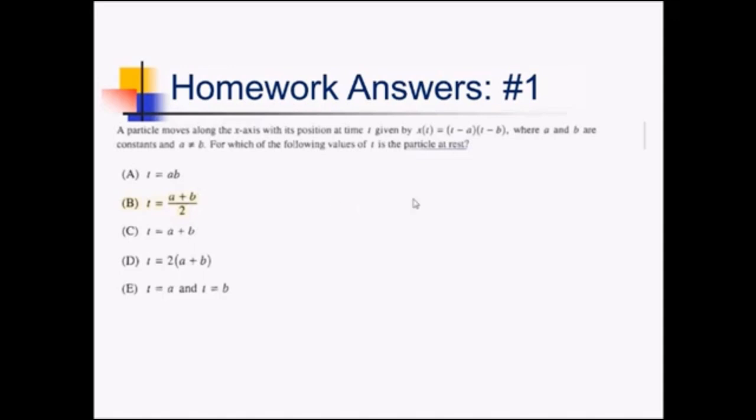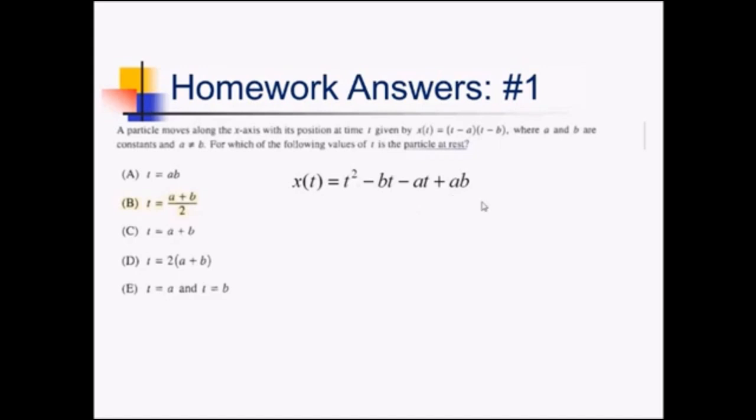So how can we figure this out? Well, at rest means that the velocity of the particle is going to be 0. So we have to figure out where the derivative of x equals 0. Let's start by multiplying this out so that it's easier to take the derivative. Otherwise, we're going to have to mess around with the product rule. So foiling this out, we've got t squared minus tb minus ta, and then we have a plus ab.